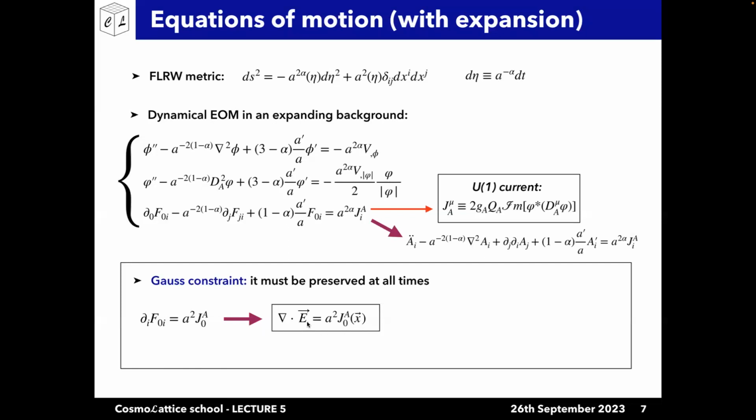Let's now integrate in volume both sides, right? And then using the Gauss theorem, we can write the integral over the volume of this as the integral over the surface of E·dS, right? And this is going to be equal to a squared times the integral of the current over the entire volume, which in this case is going to be the lattice. This is the electric charge, and it's constant.